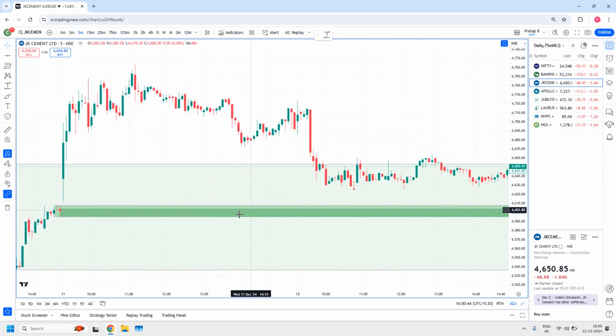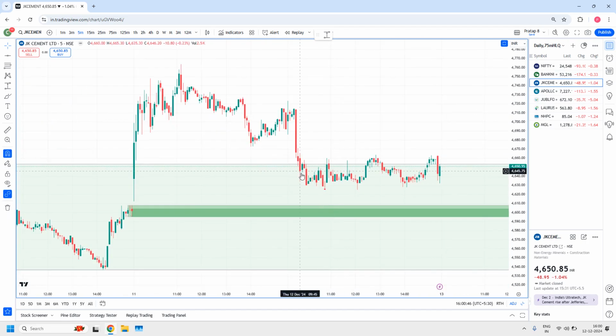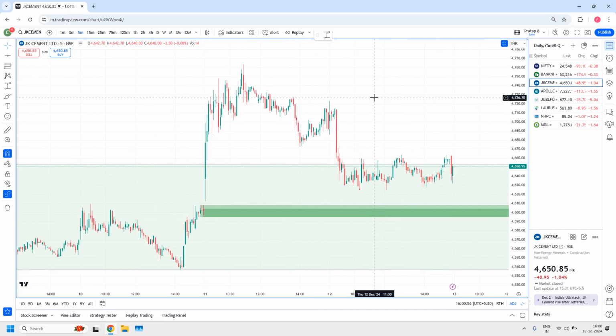So I planned the trade, but today prices came very close to this zone, but not good enough to take the trade. So that's why we didn't get any trade opportunity in JK Cement. From the pro gap area only, it picked up the orders and moved.